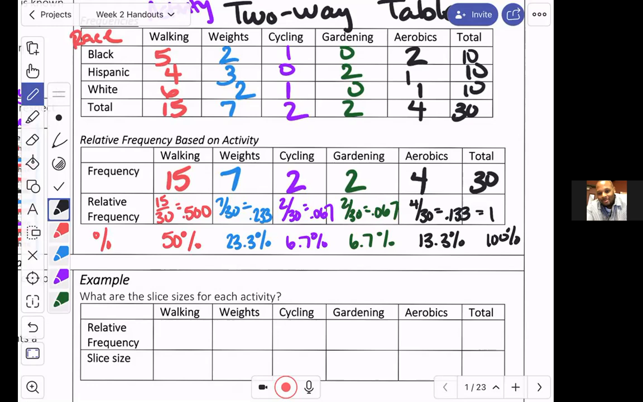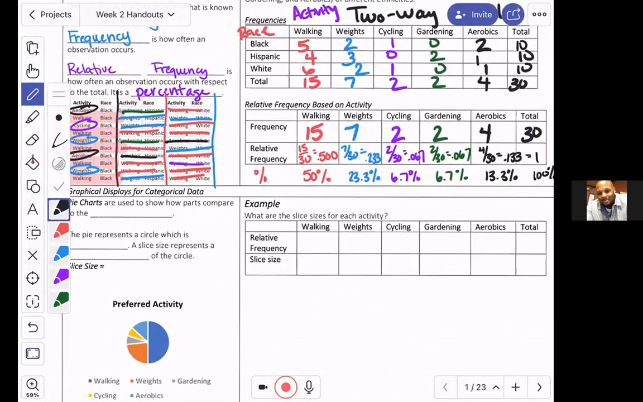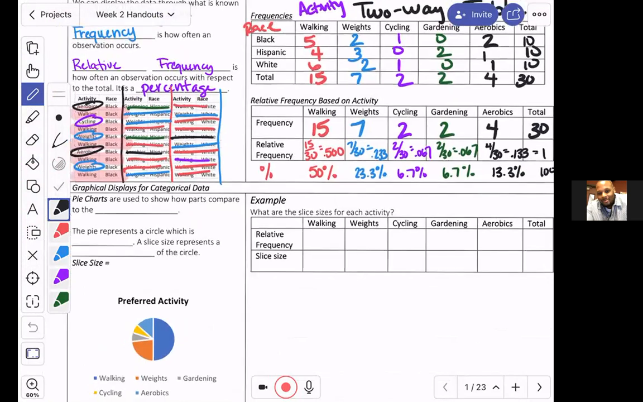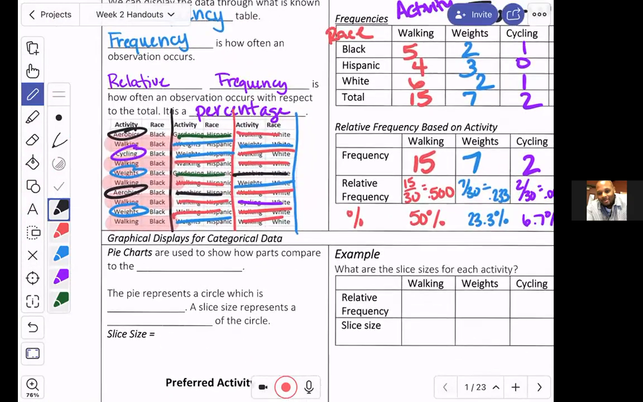Now, what we're going to do is create graphs with both of those, with frequency and relative frequency. In particular, the first graph we're going to make is the pie chart, which is a very basic graph. And if you look here, it says pie charts are used to show how parts compare to the whole. We want to compare parts to the whole. And we're going to do that by using a circle.